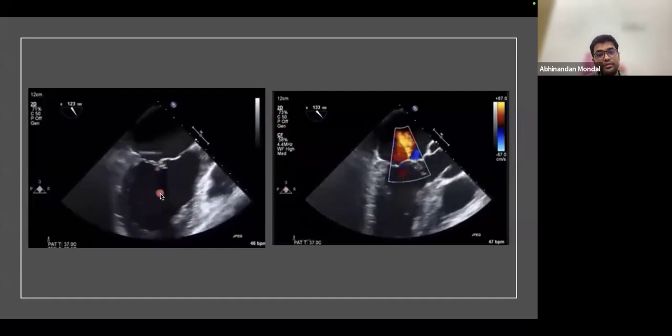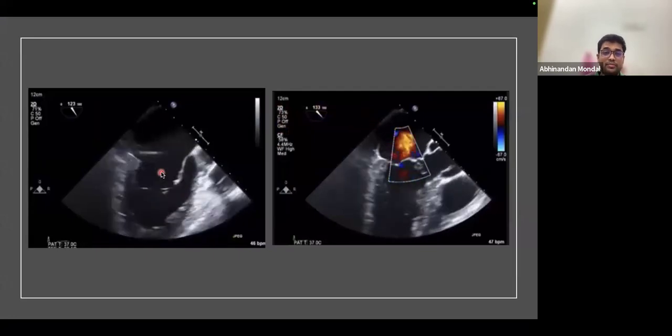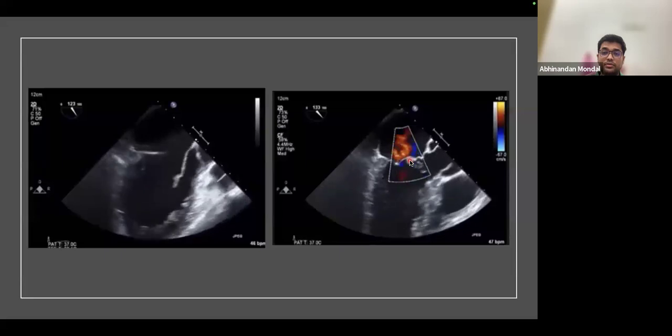Now this leaflet, you can see the tip is thickened and it also has a rolled edge. But there is no coaptation gap per se. The movement also appears to be normal. But when you put the color Doppler, you can see over here, there is a flow occurring through the body of this leaflet. So this must be a perforation or cleft you are dealing with.